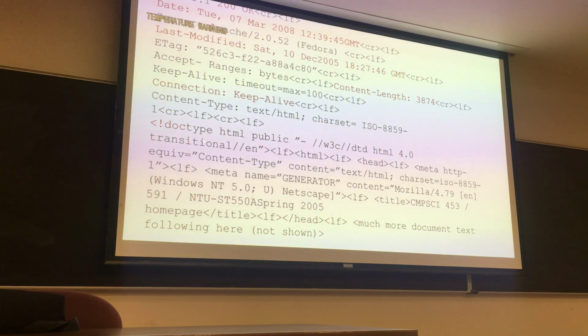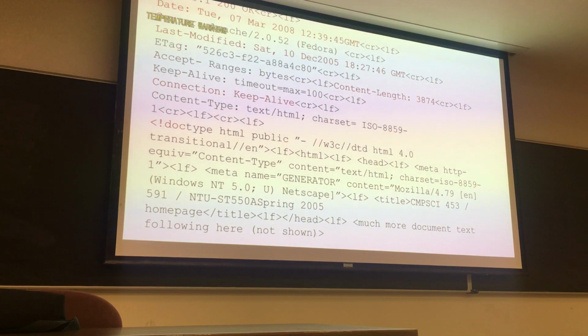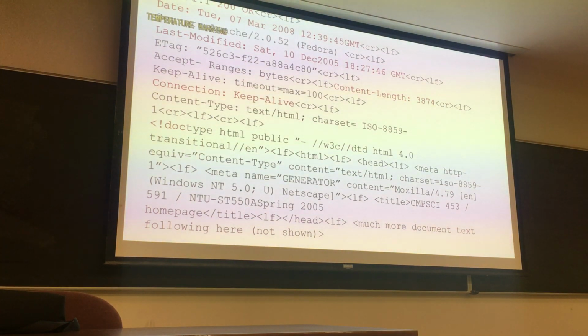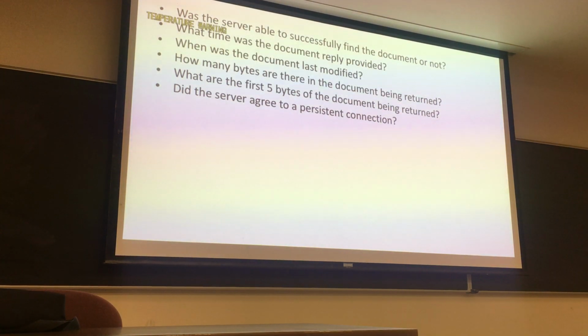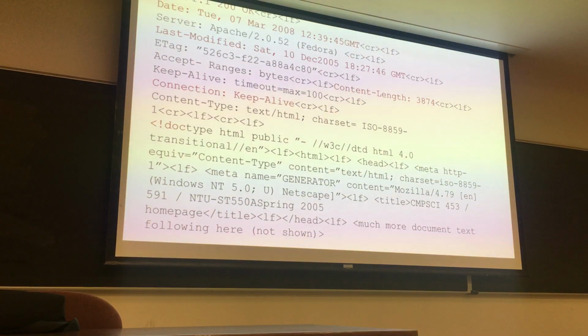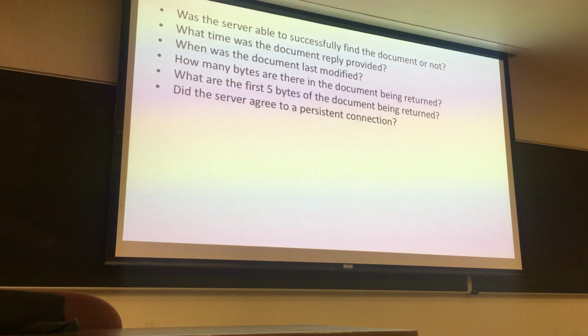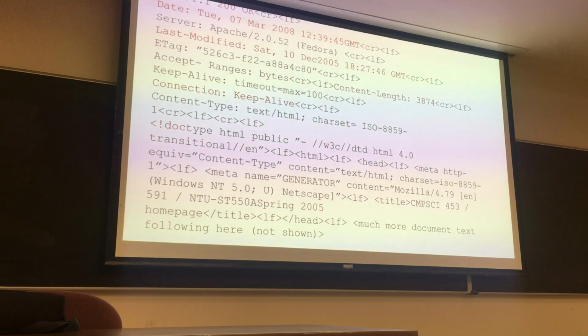How many bytes are there in the document? Yeah, this here, content length. What are the first 5 bytes of the document being returned? Remember, we always have this empty line here. After this empty line, these are the first 5 characters. Did the server agree to a persistent connection? Somewhere you should see keep-alive, that means a persistent connection.